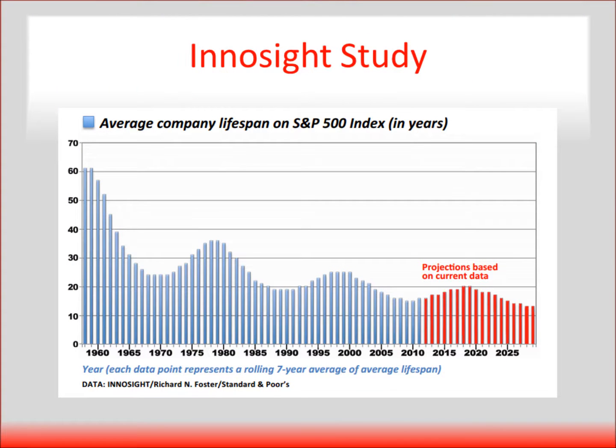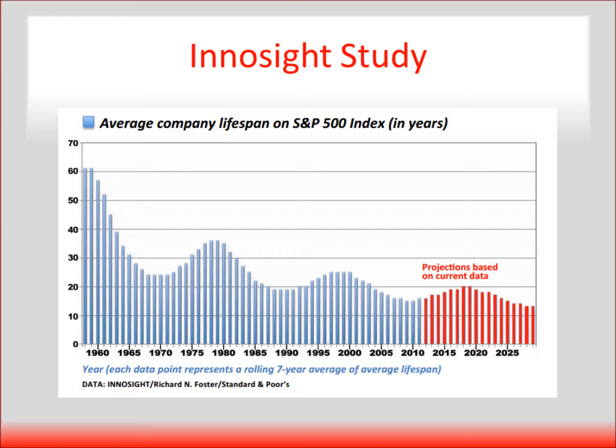So this is the graph from the Innosight study, which shows the average company lifespan on the S&P 500 index in years. For example, in 1960, the average company would remain in the S&P index for about 55 years, and today it's down to about 20 years. You can see how that trend has declined over time. What's happening is that it's getting harder and harder to stay on top. Companies are not hanging on to their dominance as long as they used to.